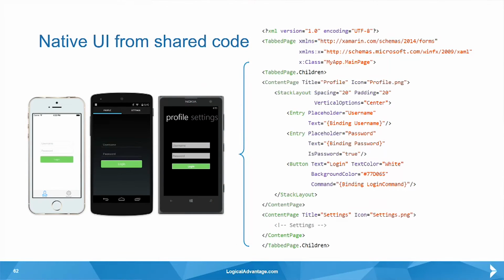Here's a little bit more XAML, how you can get a native UI from shared code. And they've got, if you look at entry, a little bit about binding the text fields. And then on the left you can see how they look different, but they look how they should look for that particular device.